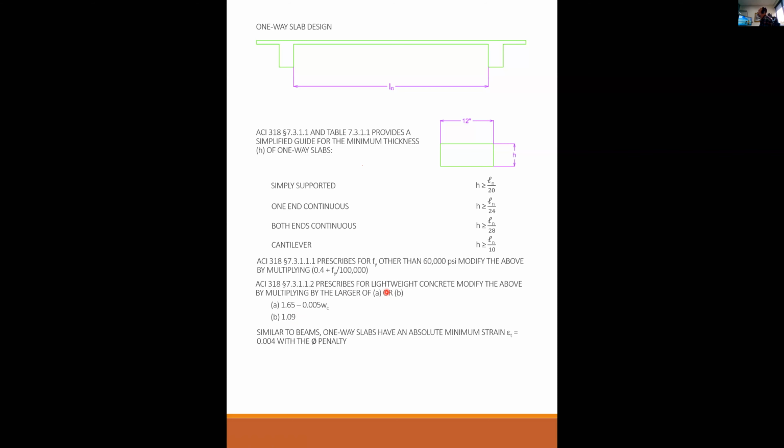Similar to beams, one-way slabs do have an absolute minimum strain, epsilon sub t equal to 0.004 with the penalty, or 0.005 with no penalty. So the whole strain condition applies to one-way slabs, just the same as beams. Minimum temperature and shrinkage reinforcement. Okay, so this is a little different. You don't see this for beams.